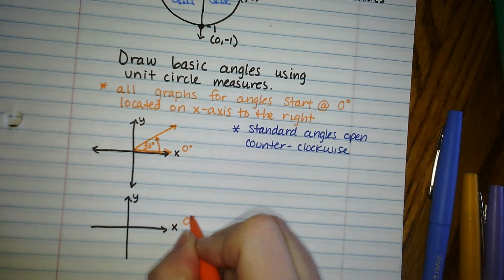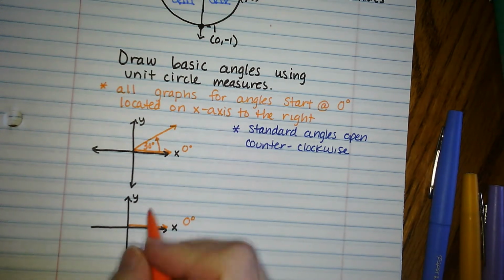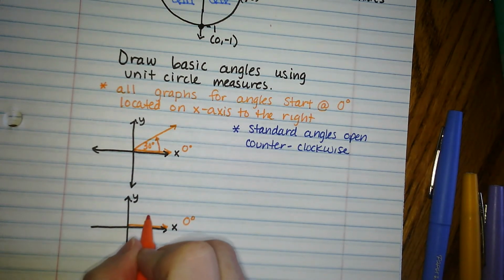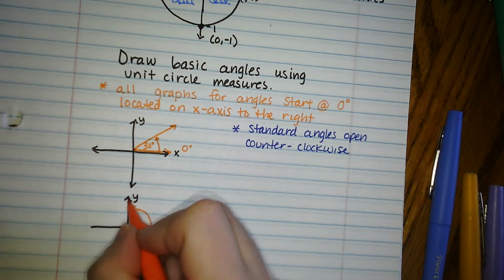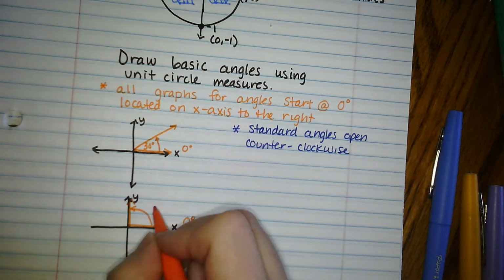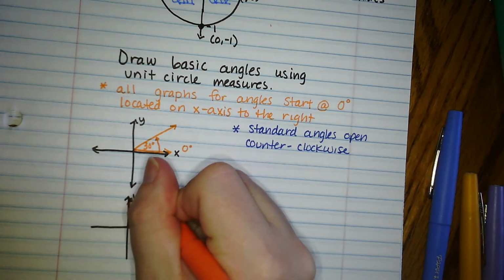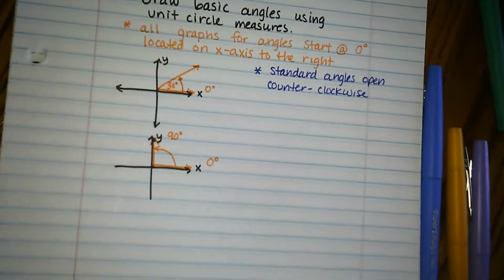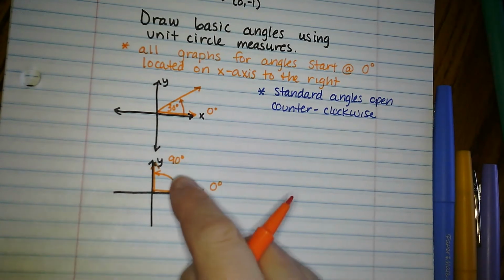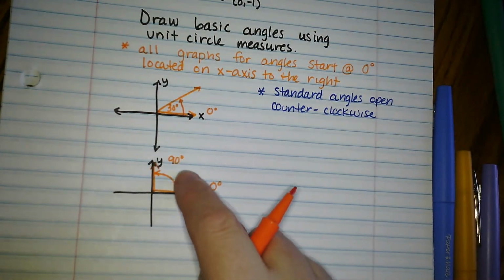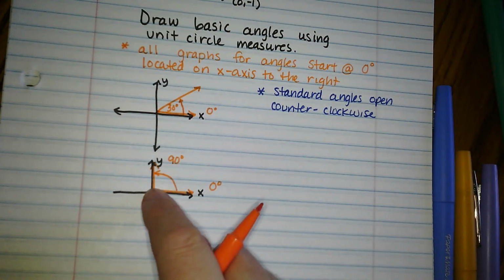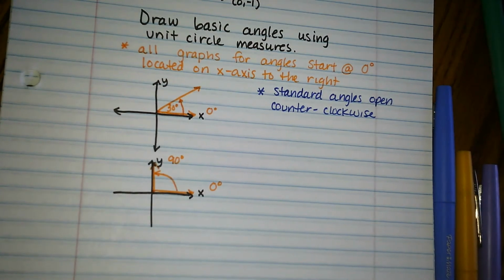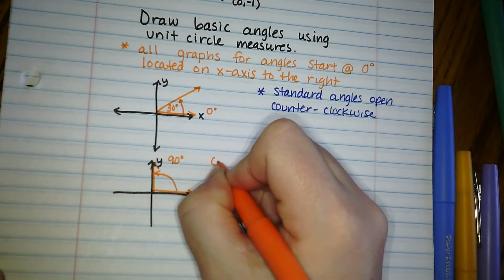X is my 0 degrees, and if I wanted to crank it open all the way to the y-axis here, this is a 90-degree angle. And because it's located on the y-axis, that's called a quadrantal angle. It's quadrantal because it's not in the quadrant, it's literally on an axis. Okay, so 90 is a quadrantal angle.